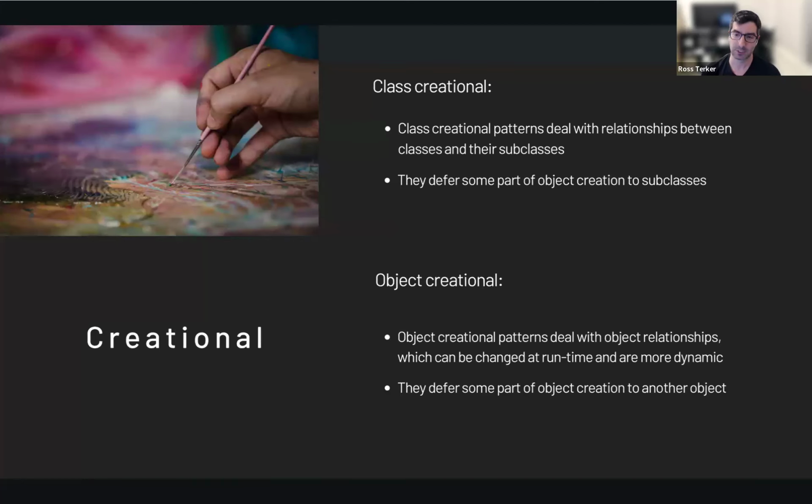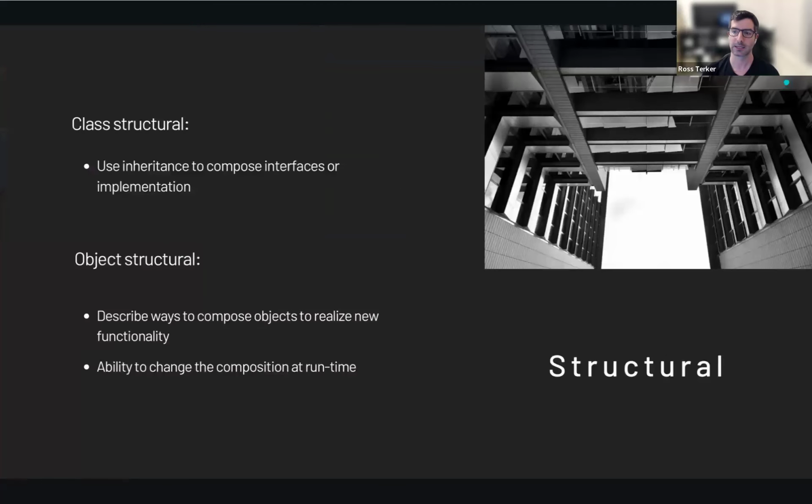There are two subtypes of each pattern, and I've broken out each subtype in the following slides. You have class design patterns and object design patterns. Class design patterns deal with relationships between classes and their subclasses. These patterns use inheritance to create fixed compile-time relationships between classes. Once defined, they cannot be changed at runtime.